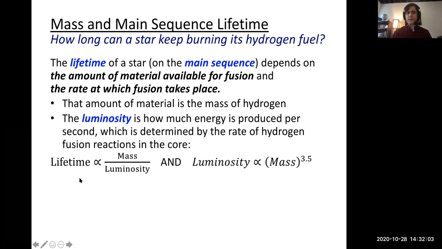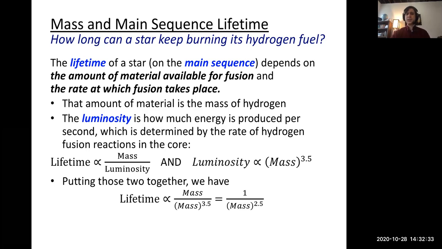So the lifetime of a star is going to be proportional to the mass of the star, how much fuel you have, divided by the luminosity of the star, the rate at which you burn the fuel. But we just saw that the luminosity is proportional to the mass of the star raised to the 3.5 power. So instead of using luminosity here, why don't I just put that as mass to the 3.5 power? Then the lifetime only depends on the mass of the star.